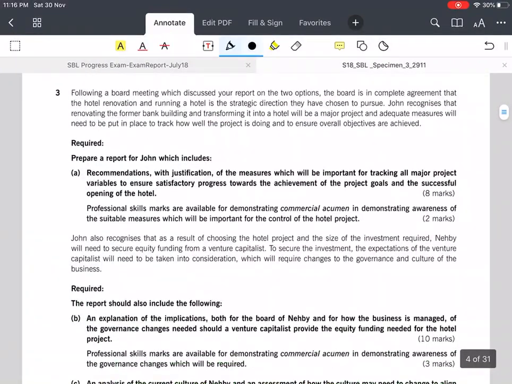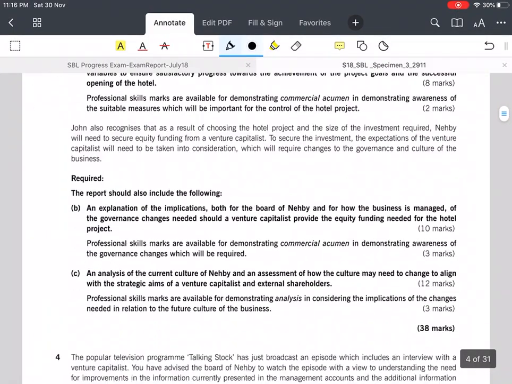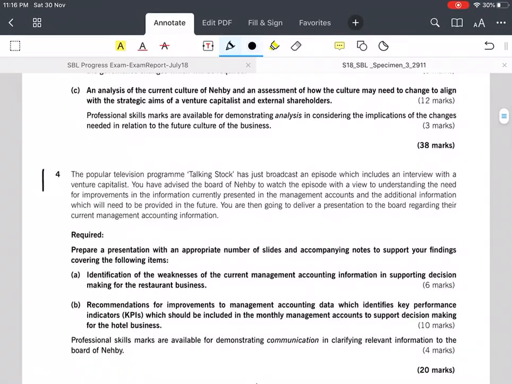The third one, this is not my part of the syllabus, so I'll move towards the fourth one directly. Prepare presentation with an appropriate number of slides. It's up to us how many slides we come up with. Accompanying notes, the slides should also be followed by notes explaining those bullets in the slide.